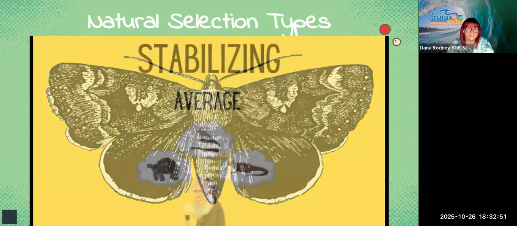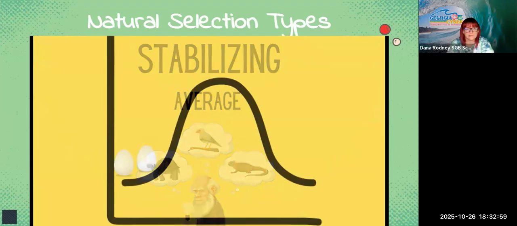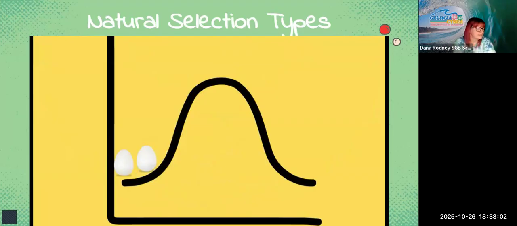Stabilizing selection occurs when the environmental factor selects for the average of a trait. One example is the number of eggs a bird population lays. Many birds may lay 2 eggs, but this may not be enough for the birds to survive, and 4 eggs may be too many birds to feed. Over time, the population will stabilize around 3 eggs.